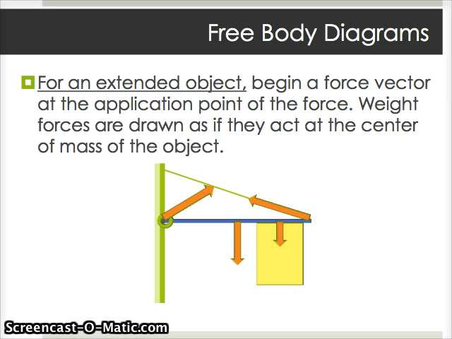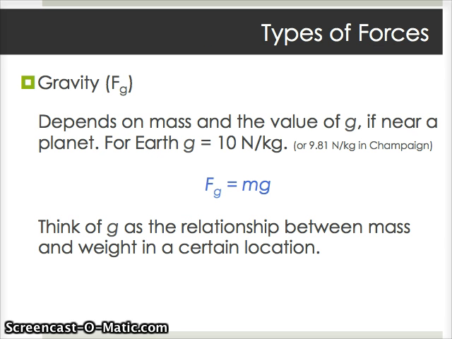All right, well, let's take a look at some of the specific types of forces and recall how to determine them. So gravity, or the gravitational force, is something we've talked a little bit about so far. It depends on the object's mass and the value of little g. So you can go ahead and use 10 newtons per kilogram if you'd like. You can also be more official and use 9.81 or 9.8. Again, that is a choice.